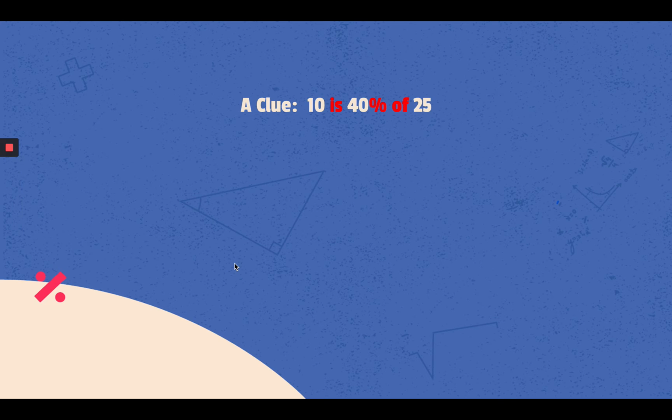Actually, before I do that, I want to show you guys a quick clue. This question says 10 is 40% of 25. There's the is and of and percent symbol clue to tell you what numbers you have. So 10, which is the part, typically has the word is next to it.